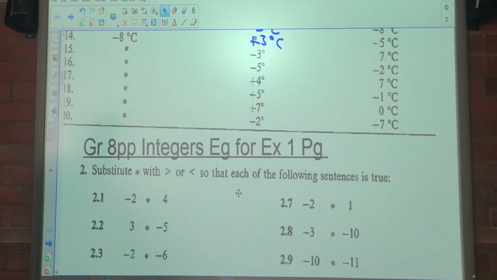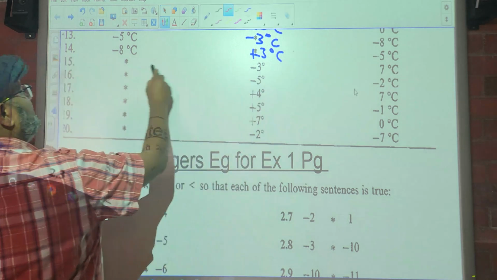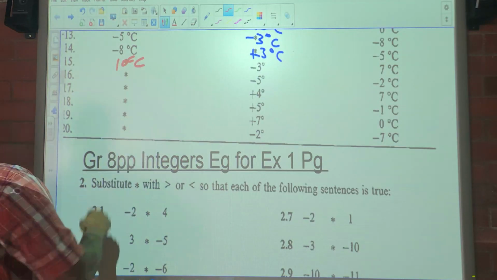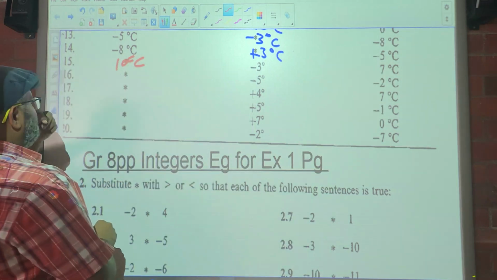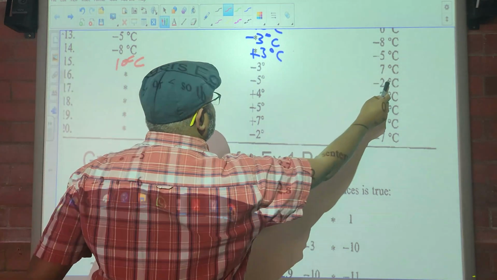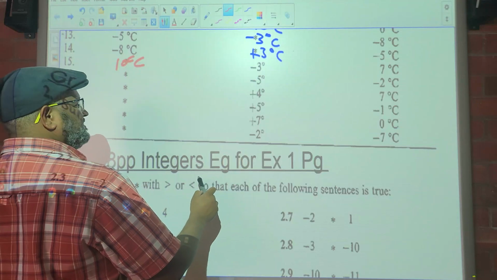Okay, so the next one, number 15. A number dropped by 3 is 7. So we go in the reverse direction, so it's going to be 7 plus 3. What's 7 plus 3? 10, not so. That is 10 degrees Celsius. So 10 minus 3 is 7. You all agree with that? Am I wrong? Am I not in the same line?